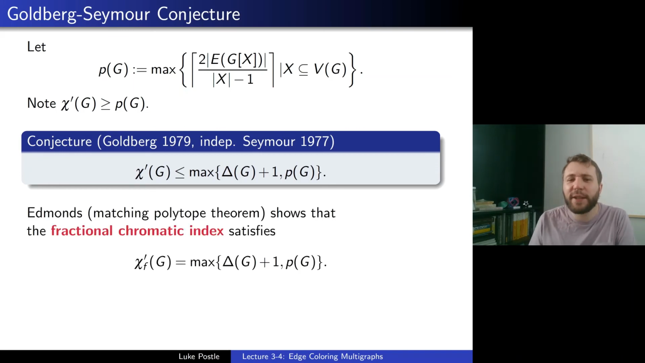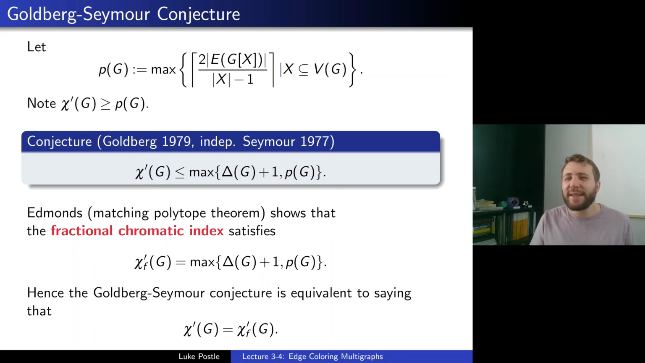And what else? Well, let me just mention this is equivalent to something called the fractional chromatic index. So Edmonds' matching polytope theorem, which you probably know about if you took optimization, shows that the fractional chromatic index chi prime f of G is this max of delta plus 1 and p. So you have this independent set-ish lower bound, and this can be shown to be equal to something called the fractional chromatic index, which is the fractional relaxation of coloring for edge coloring. Hence, the Goldberg-Seymour conjecture is really equivalent to saying that chi prime and chi f prime should be the same for multigraphs. So does that make sense?